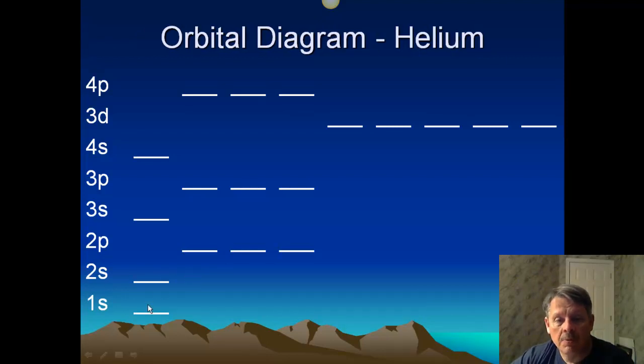Orbital diagram for helium. Helium has 2 electrons. We start at the bottom, and we put them in opposite spins.